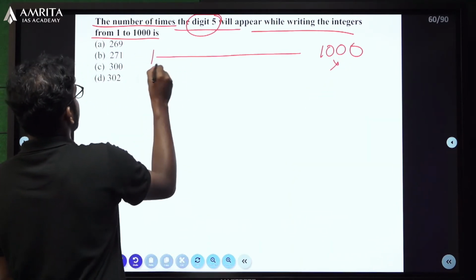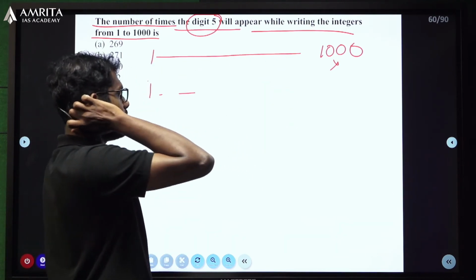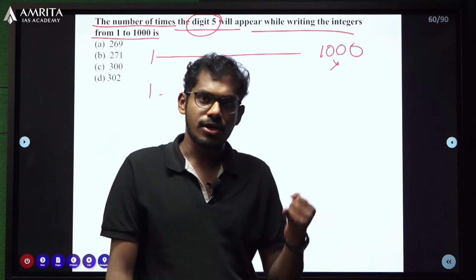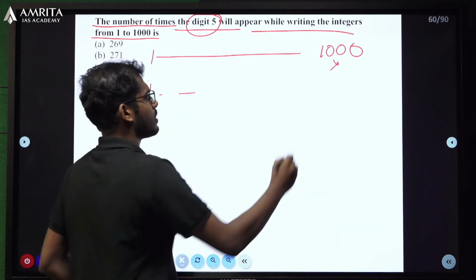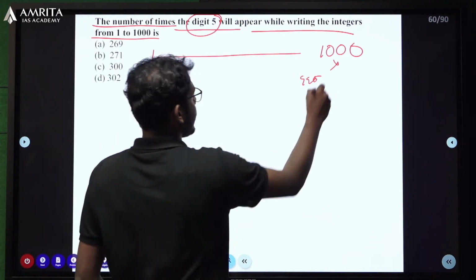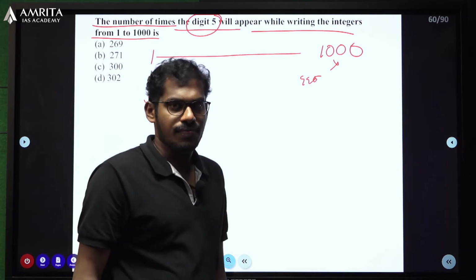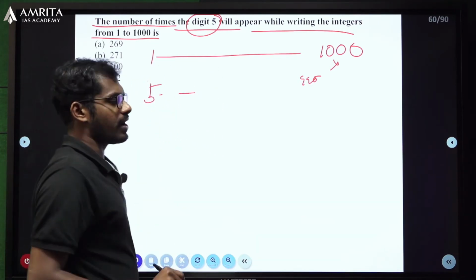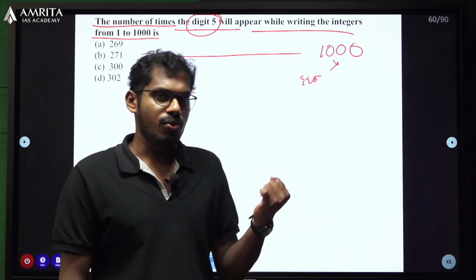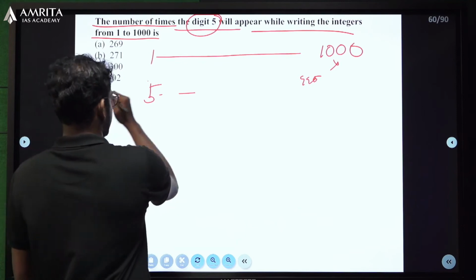So from 1 to 1000, 5 can appear in the unit place, tens place and hundreds place. Be clear, because from 5 till 995 the digit 5 appears. So the digit 5 can appear in the unit place, tens place and hundreds place. Clear? Okay.